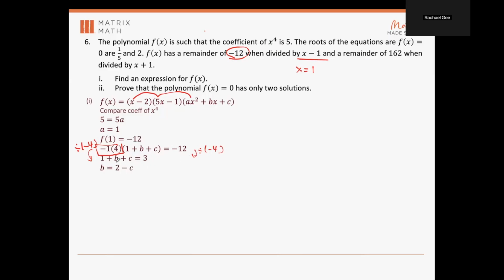Okay, rearrange a bit, make b the subject. So you bring c over, bring the 1 over. So 3 - 1 is 2. Then positive c will become negative c. So this is your equation number 1.